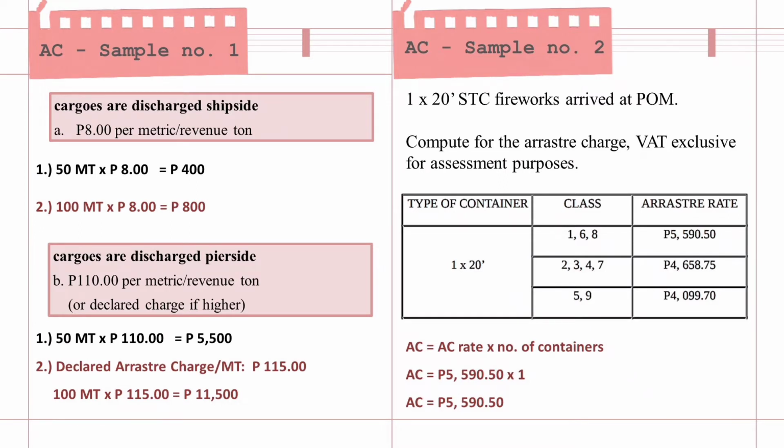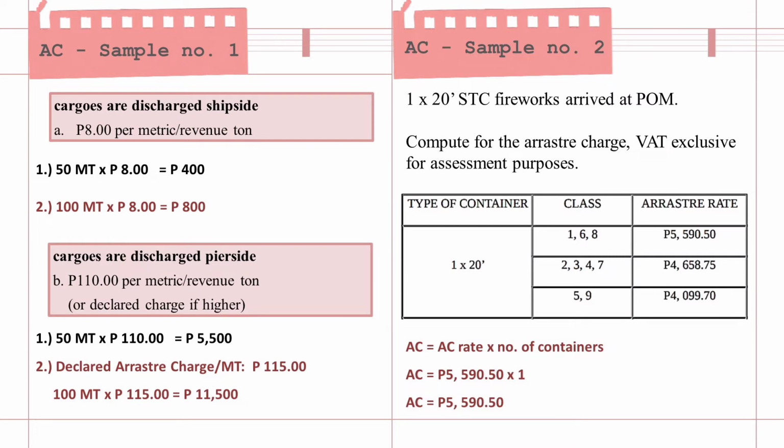One by 20 footer said to contain fireworks arrived at Port of Manila. Compute for arrastre charge, VAT exclusive, for assessment purposes. Okay, so as you can recall from the previous discussion, explosives are categorized as class 1. And of course, fireworks is an explosive, right? So that means that its equivalent rate is 5,590 pesos and 50 cents. And from the sample importation, it has only one container. So let's just multiply that by 1. And the answer is still 5,590 pesos and 50 cents.